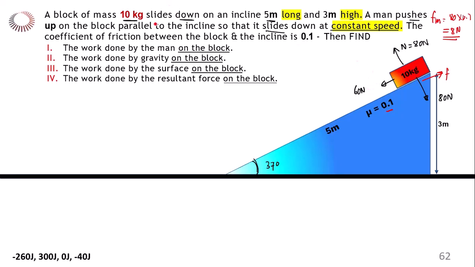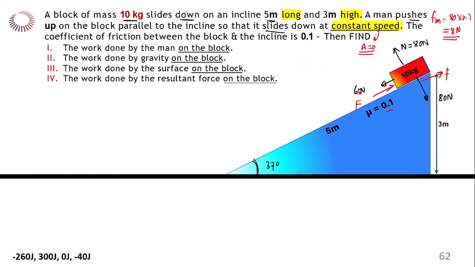But now the question says that the block is moving and a man is pushing the block up. So that means he is applying a force in this direction. This is the external force applied by the man, such that the block is moving with constant velocity. That means the acceleration is 0. Now if acceleration is 0, we can conclude the net force is also equal to 0.